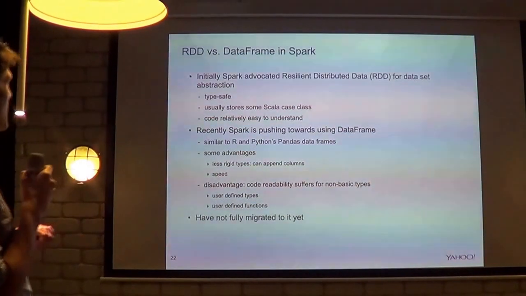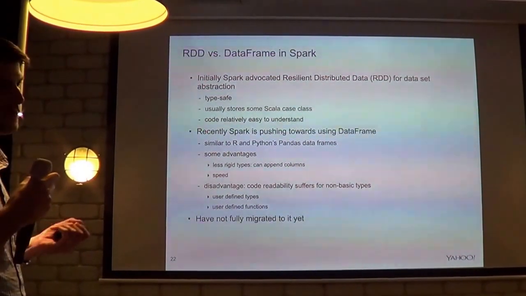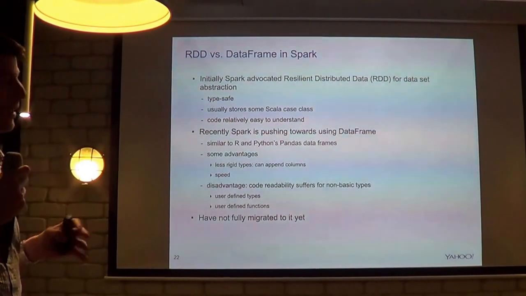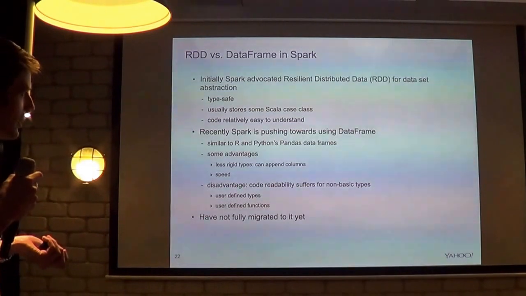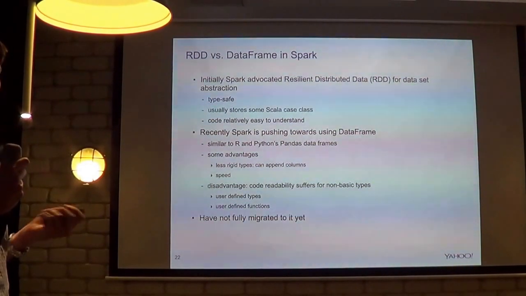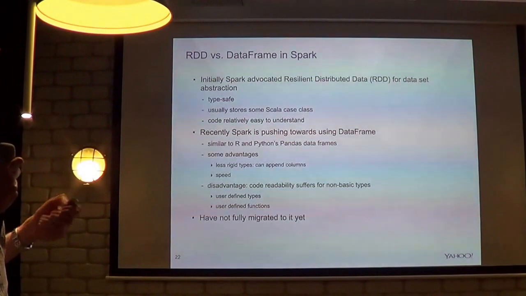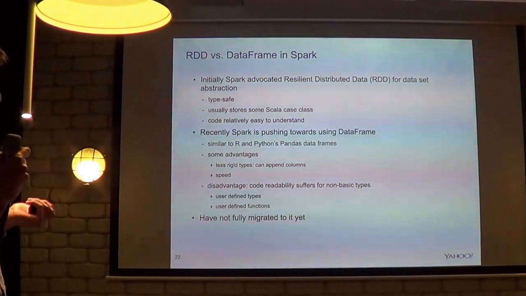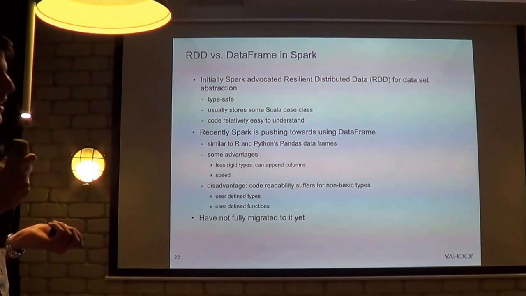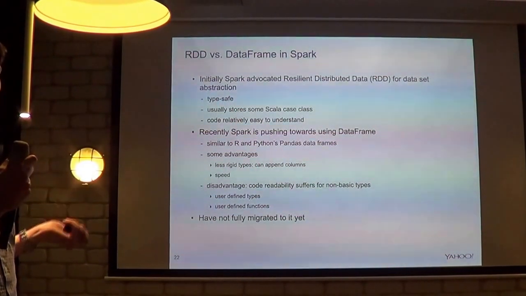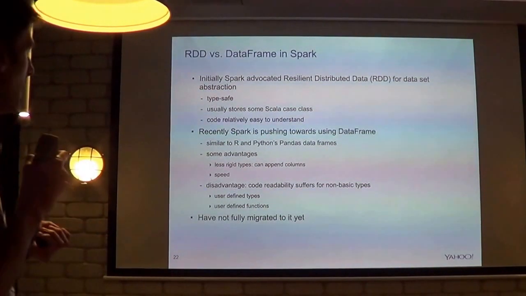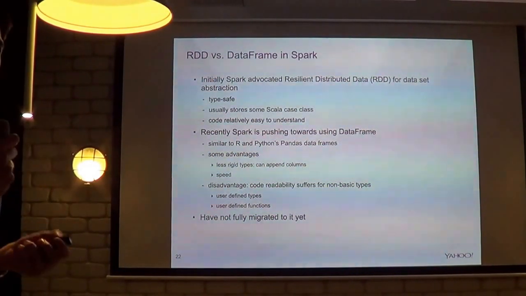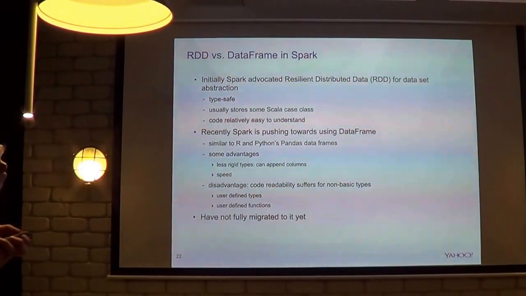Then RDD versus data frames. I mentioned it before, so RDD is the basic abstraction in Spark, but recently there has been a second type of abstraction, which is called data frame. It's coming from R and pandas and Python. They both have advantages and disadvantages. For example, RDDs are type safe, the others are not so type safe. But there are pros and cons, and you have to decide a bit what to choose.